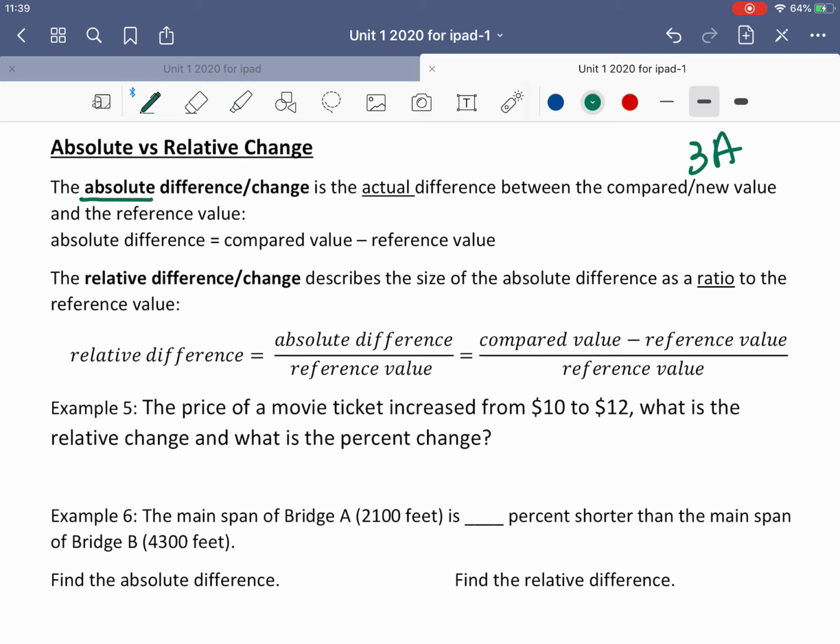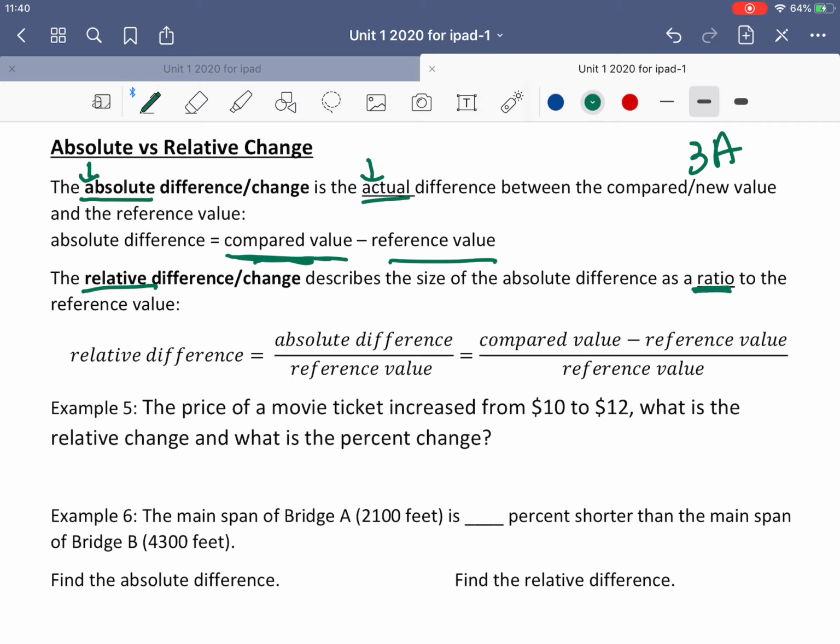I like to think the absolute change, see the A, is the actual change. So I just subtract the two. I take the comparative value, the value that we're talking about, and then I subtract the reference value. Your reference value is going to be referenced by that percentage preposition, or it's going to be the older value. The relative difference or change is when I take the difference and I compare it to the original value. So to do that requires me to use a ratio. See that alliteration too? Absolute's actual, relative is ratio.